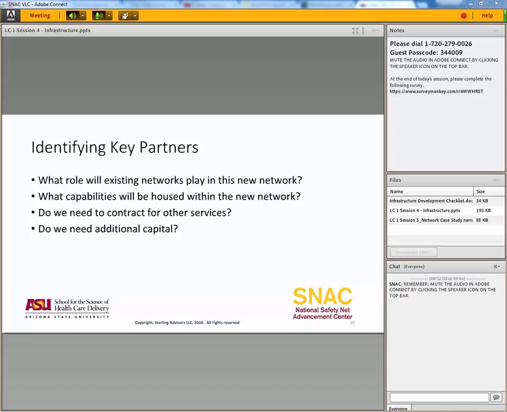So as you identify the types of services that your network needs, if you need to look outside your direct organization, you may find that there are organizations out there that are willing to help you, but you must understand essentially what the trade-off is for doing so and engaging with an external partner.